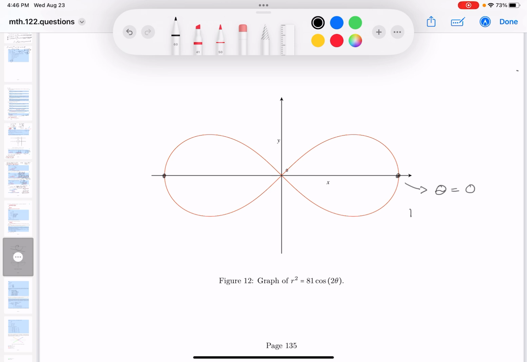So r squared, we'll get the point in a moment, equals 81 cosine of 2 times 0, which is 0. All right? Now, let's be careful about that. Cosine of 0 is 1, so r squared is 81. So now I know r is going to be plus or minus 9.